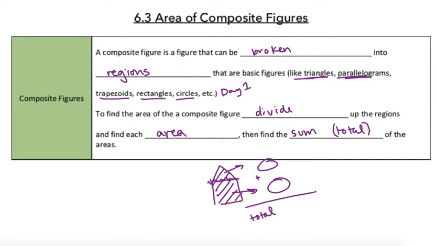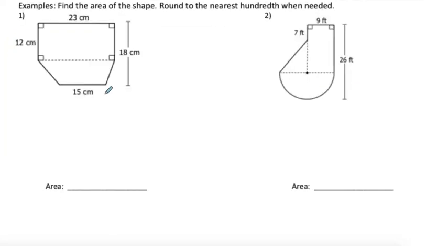And so that's what we're going to be doing: instead of having a different formula for every possible shape we could be thrown, we can break it up into more manageable pieces. So we have 4 examples today that are going to break down most of the different ones that we can do, and our practice will be similar. All right, our example: find the area of the shape, round to the nearest hundredth when needed.